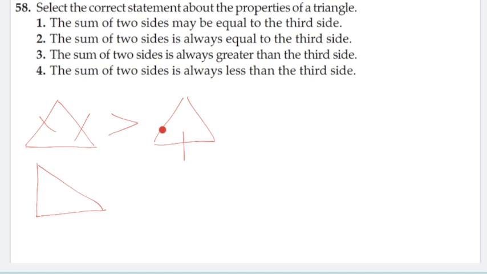So I don't know if I was clear in the last question. Here the answer is the third option. The sum of two sides is always greater than the third side, and so the third option is the right answer. I just want to make sure you heard me. Okay, so now moving to the next question.